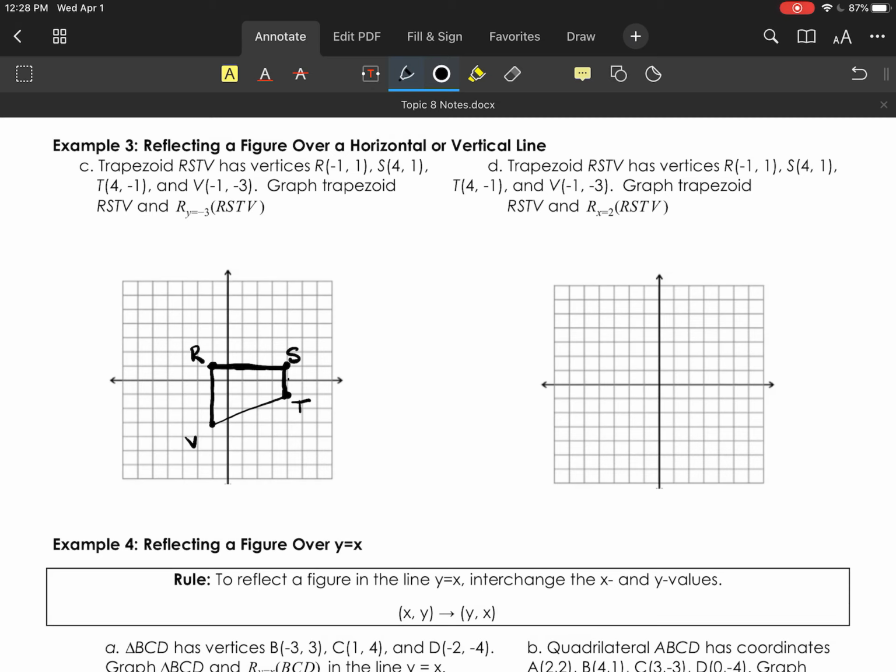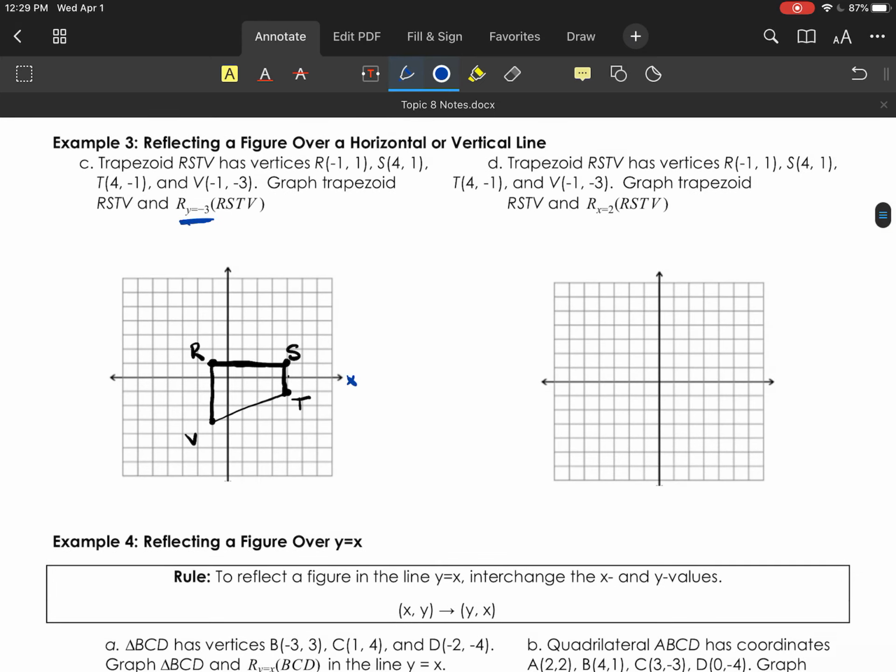So you are reflecting this over the line y equals negative 3. It's been a minute since you guys have graphed just straight lines. What that means is you are drawing a straight line that crosses through negative 3 on the y-axis. As a reminder, here's your x-axis, here's your y-axis. So I'm going to find negative 3 on the y-axis. Here it is. I am not drawing a vertical line through that. I am drawing a horizontal line through that. That becomes my line of reflection. That's my mirror in this problem.